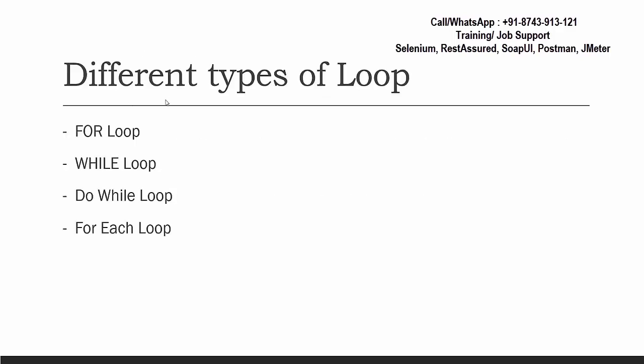We have different types of loops in Java: for loop, while loop, do while loop, and for each loop. This for each loop is also called the advanced for loop. So I'll go through all these loops one by one. Okay, I'll start with the for loop. For that, first of all, I'm just moving to Eclipse.